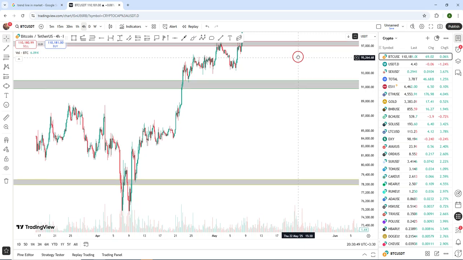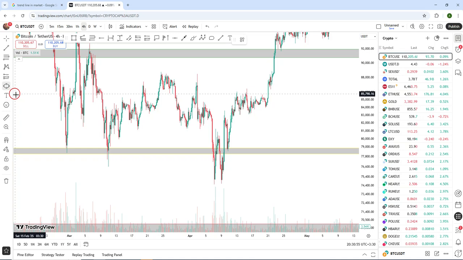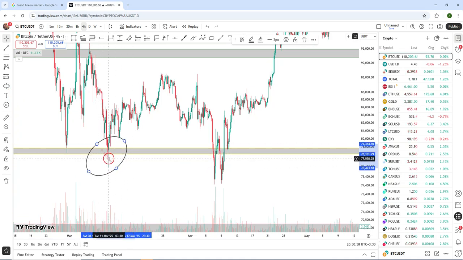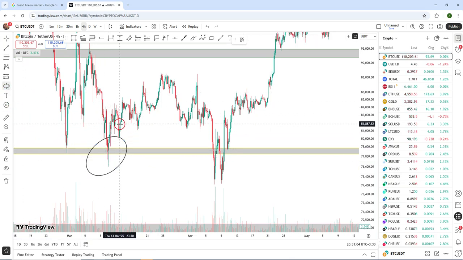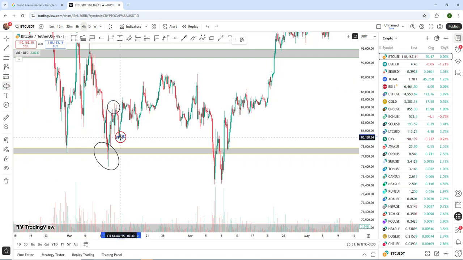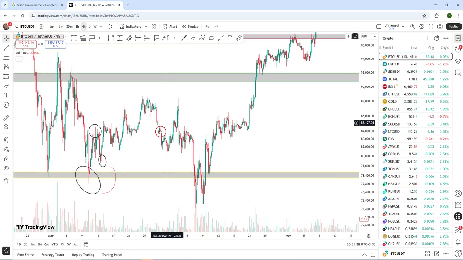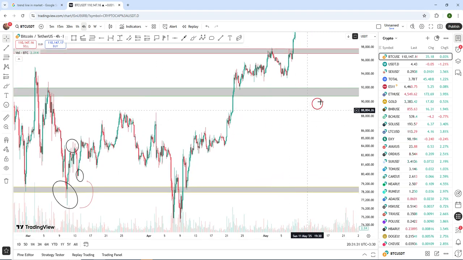For example, let me show it for you. On this area we have something like a low here. After that, the price, let me resize, it is so big, yeah, it's good. The price is going up, higher high. And in this area we have a higher low, from this area, and the price is coming down again and again, going up again and again.